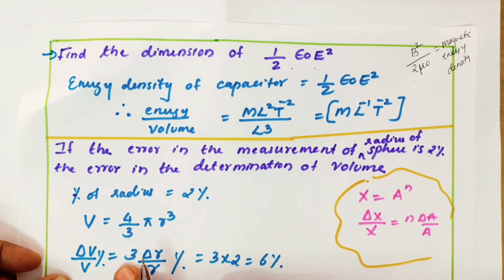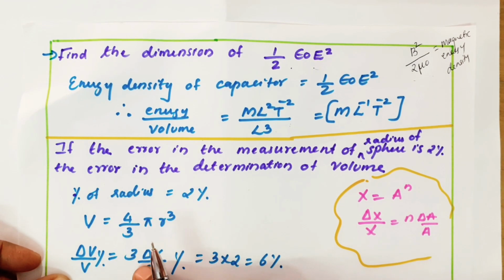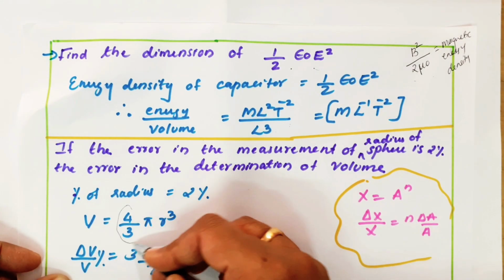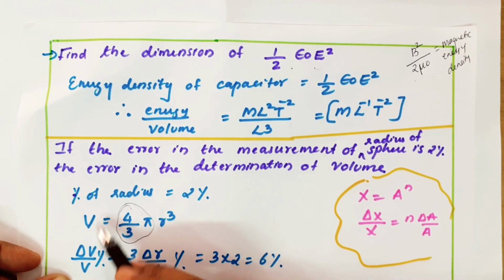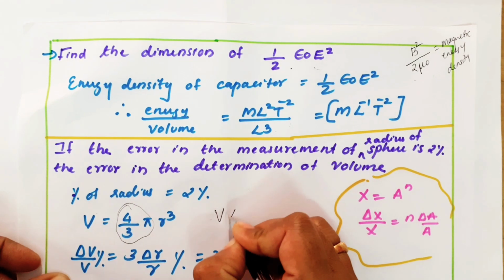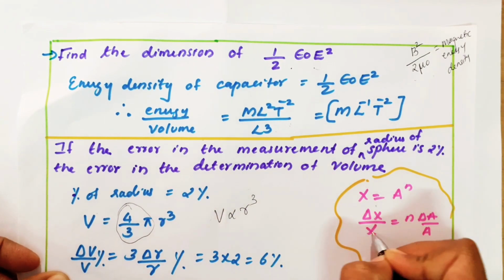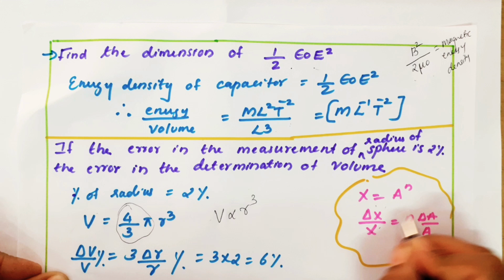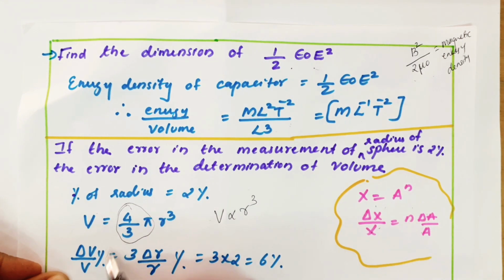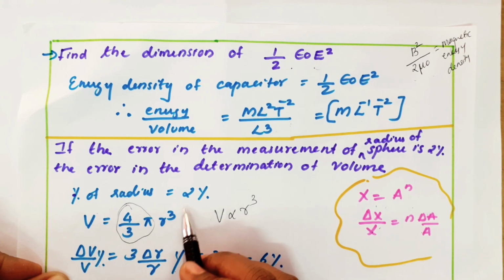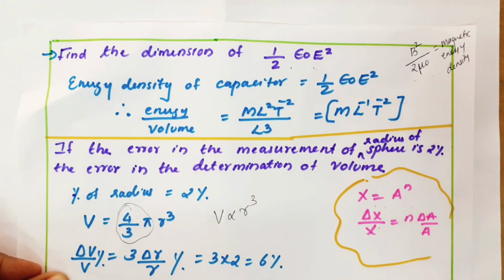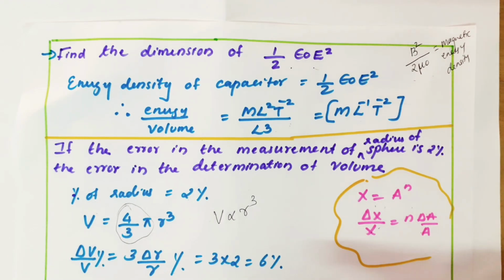What we are doing, you understood? I am taking the percentage error of this. 4 by 3 pi is constant, no variation, so V is proportional to R cube. Applying the formula, delta V by V is n into delta A by A, that is delta V by V equals 3 into delta R by R percentage. Delta R by R we know is 2%, so 3 into 2. Answer is 6%.